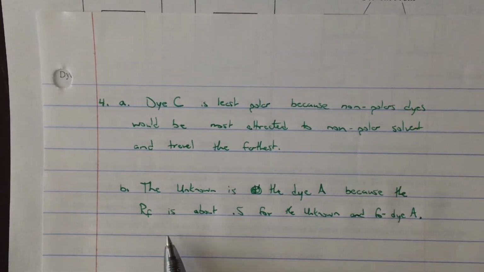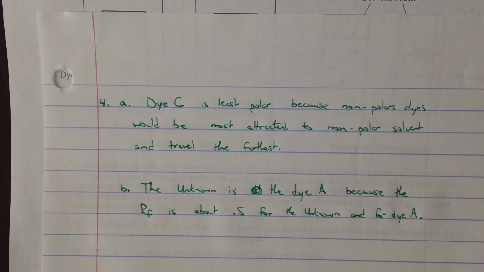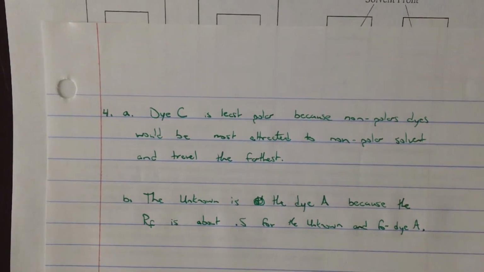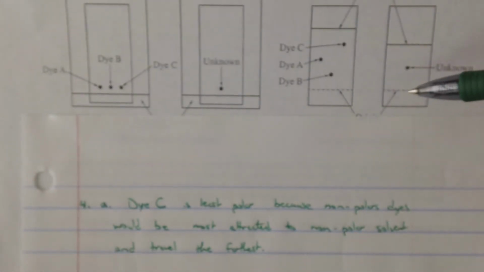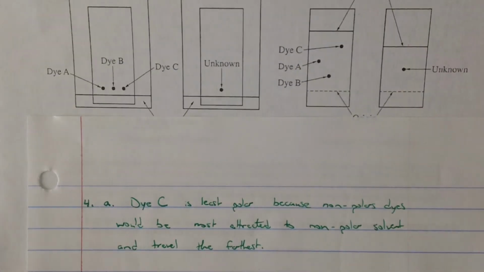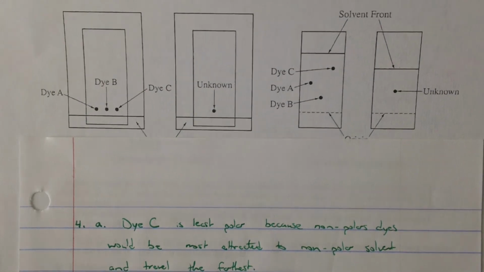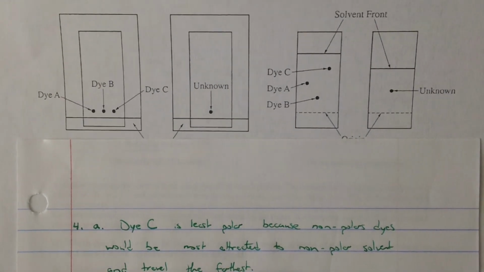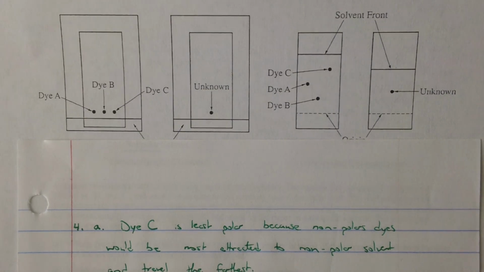If you can't remember retention factor, that is a little blast from the past. It's been a year since you've seen that. You can say the unknown is dye A because it runs proportionally to the solvent, the same as dye A runs proportionally to the solvent. The distance it traveled versus the solvent front is what they call it here. That's it. A short, quick one, but kind of a fun one to look back on.